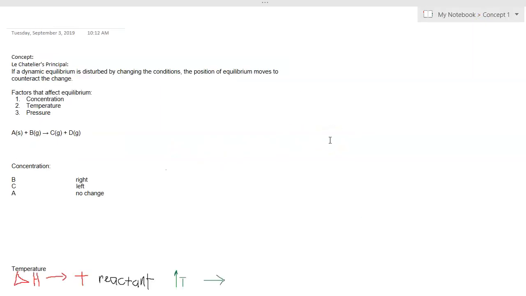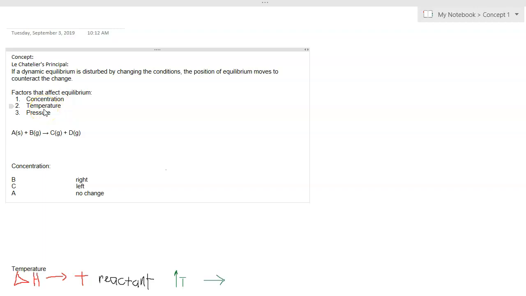So Le Chatelier's principle states that if a dynamic equilibrium is disturbed by changing the conditions, the position of equilibrium moves to counteract the change. This is essentially so that it returns back to its original conditions. So there are a few conditions that will shift the equilibrium towards the right or the left. And these conditions include concentration, temperature, and pressure.